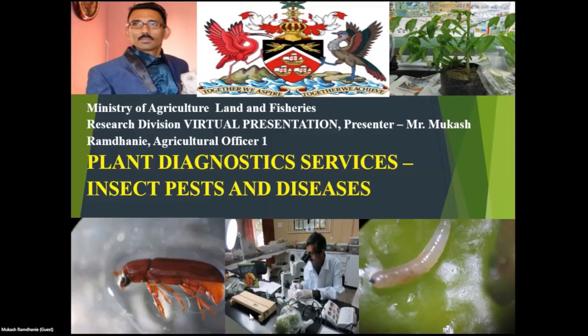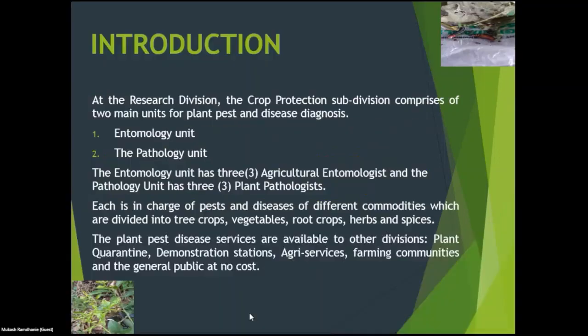At the research division, the crop protection subdivision comprises two main units for plant pest and disease diagnosis: the entomology unit and the pathology unit.